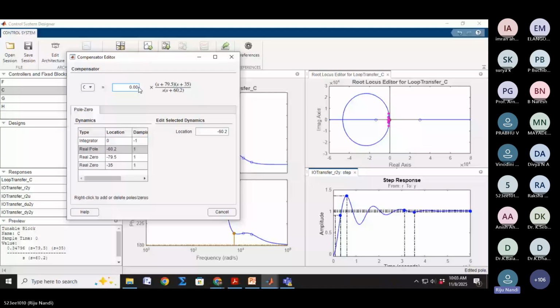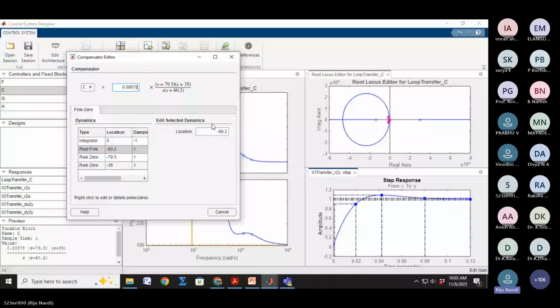Now you can see that after putting that value in the control transfer function, the overshoot is near about 8%. You have to decrease the overshoot further. The transient time is 0.0799, and the rise time is 0.189. The steady state value is 1. The final value is 1, because after the steady state it is a stable system.